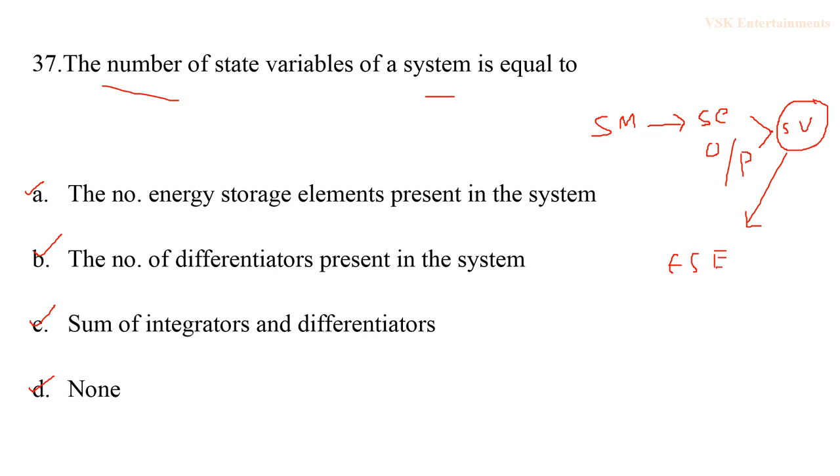These energy storage elements are nothing but inductors and capacitors. These energy storage elements are also known as integrators. So by identifying the integrators, we can find out the number of state variables. That is, the number of energy storage elements present in the system is the right answer for this one. The number of state variables gives the number of energy storage elements or number of integrators present in the system.